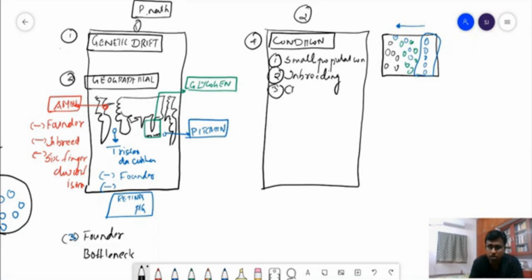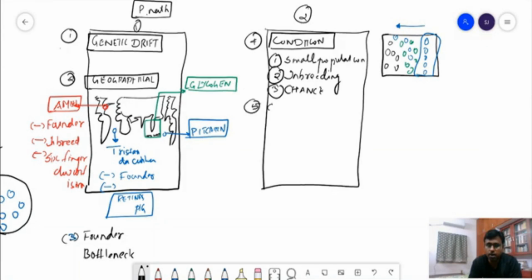Third is chance. As I said, natural selection happens because of change in the natural environment, and hence it is a slow transition of allelic frequency. But genetic drift happens because of change in frequency of alleles due to chance, environmental destruction, or any catastrophic event which happened. Hence the third condition necessary is chance.